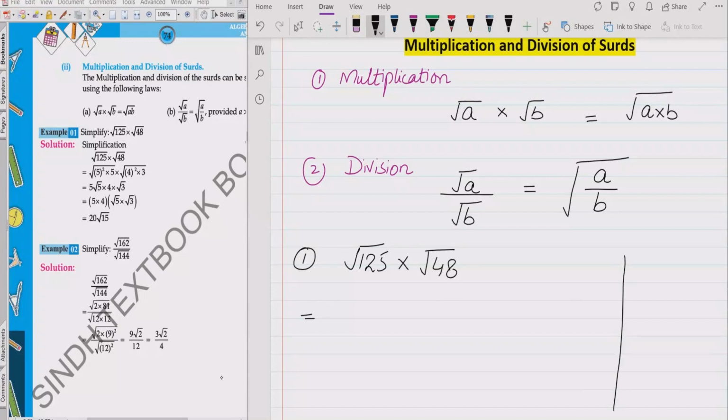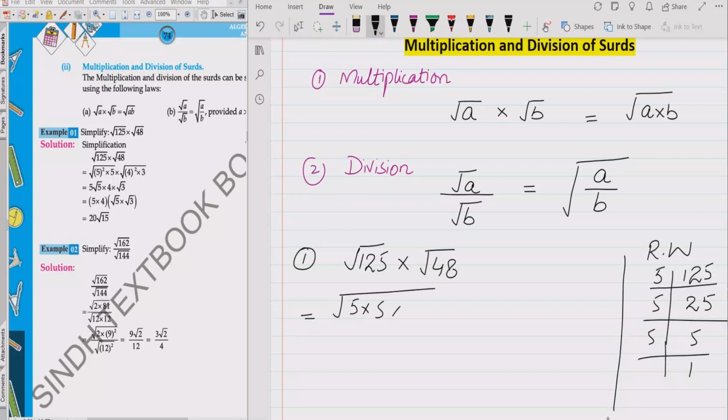First, do some rough work here and simplify 125 by taking its factors. 5 into 125 is 25, 5 fives are 25, 5 ones are 5. So here we get 5 multiplied by 5 multiplied by 5.